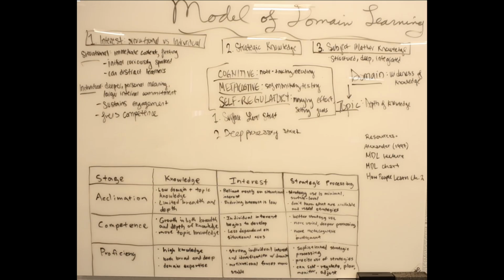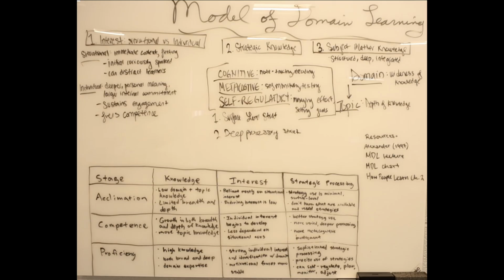Next, strategic knowledge. So there's cognitive, metacognitive, and self-regulatory. And then, from strategic knowledge, it could be separated to surface level strategies, which could also connect to information management, versus deep processing strategies, so that's knowledge building. And then subject matter knowledge can be separated from domain, and then a subset of domain knowledge is topic knowledge. And domain knowledge is the wideness of knowledge, the breadth, the scope, and then topic is the depth of it, a subset, so it's the depth of knowledge.